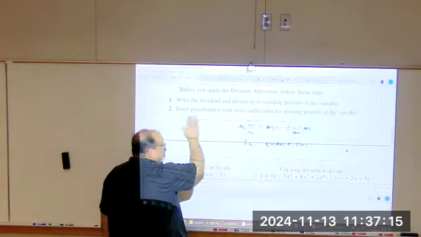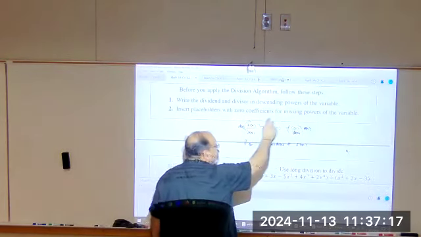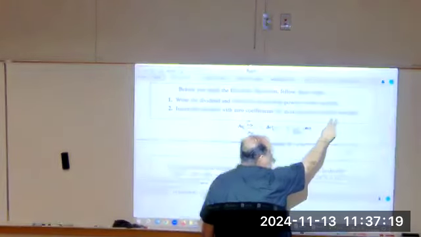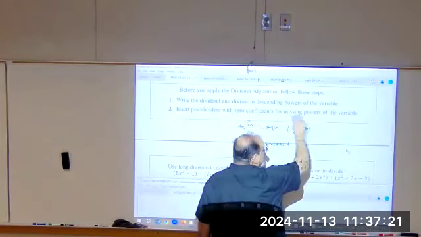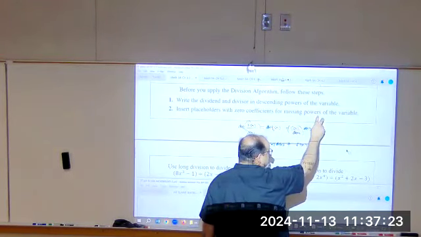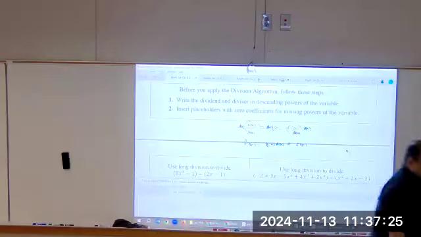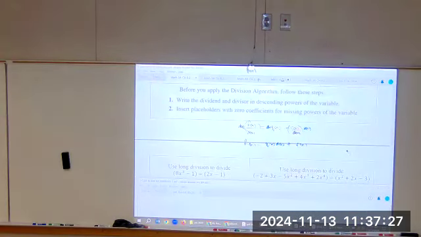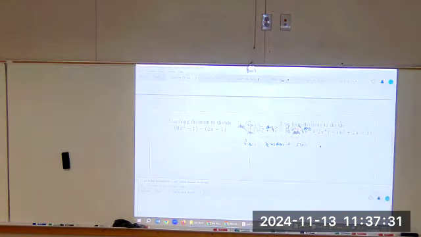Insert placeholders with zero coefficients for missing powers of the variable. Placeholder. And we've dealt with placeholders before when you deal with dividing and getting decimals.